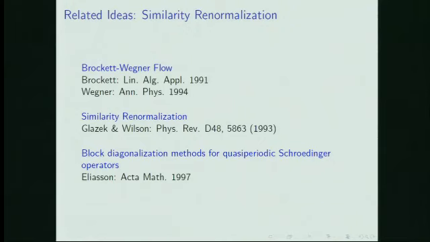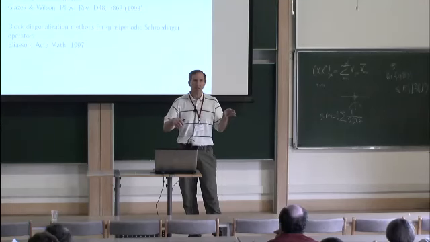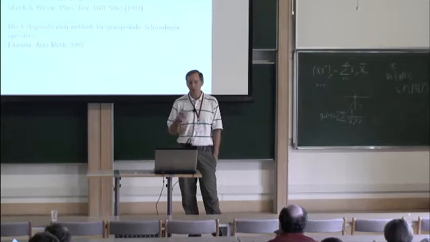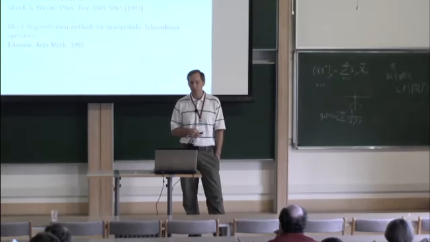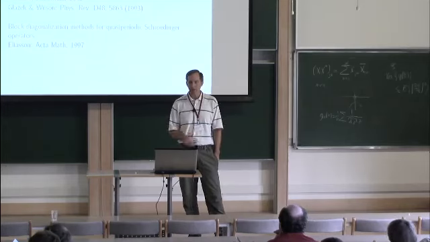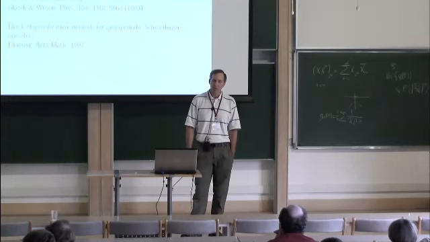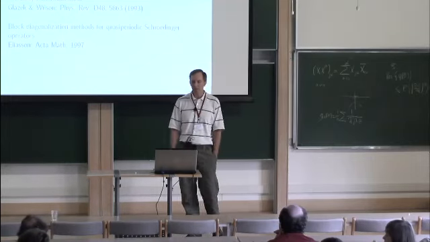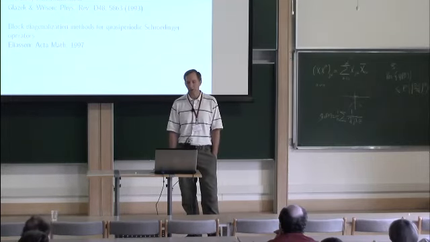Then there's similarity renormalization, discussed in Glazek and Wilson, where again basically you take H and you put e to the A on one side, e to the minus A on the other, or do the similarity transformation, which is what we'll be doing as well. Also, block diagonalization methods have been used with good success for quasi-periodic Schrodinger operators by Eliasson.